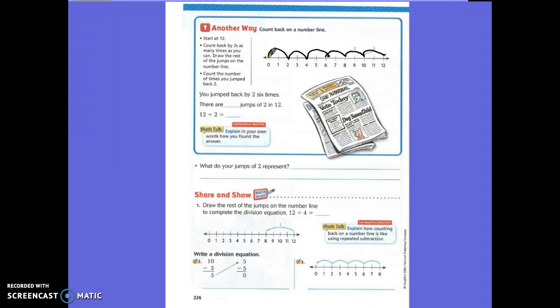Now, how many times did we jump back? 6. There are 6 jumps of 2 in 12. So 12 divided by 2 equals 6. Okay. All right. Now, what is the jump of 2? What does the 2 jumps represent?